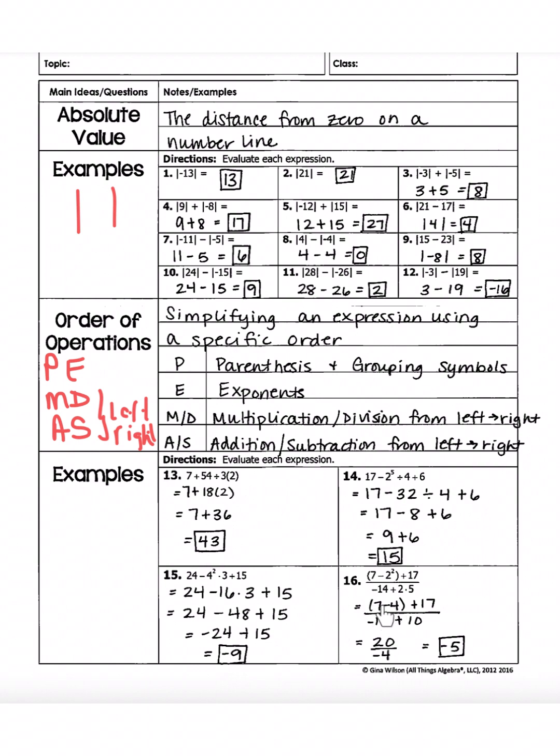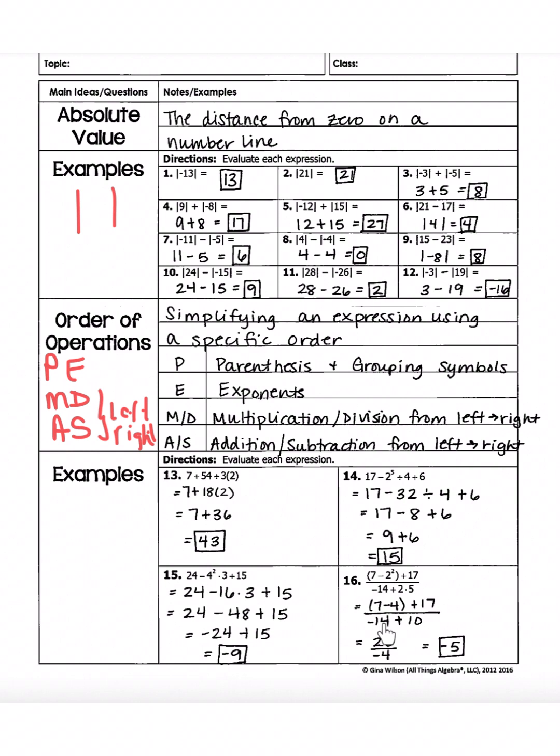So I simplified that, and I wrote the plus 17. On the bottom, we're adding and we're multiplying. So I'm going to multiply first, and I get 10. Now we'll go back to the top. I'm going to finish up those parentheses. 7 minus 4 is 3. 3 plus 17 is 20. So that's where I got my 20 from.